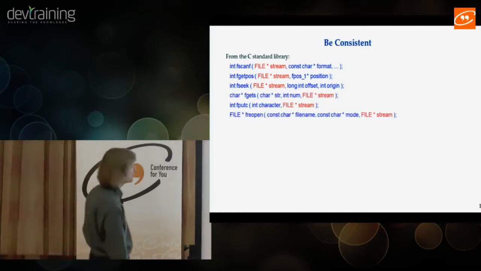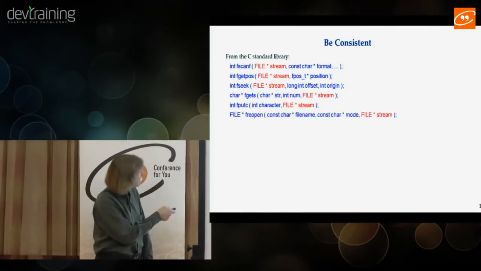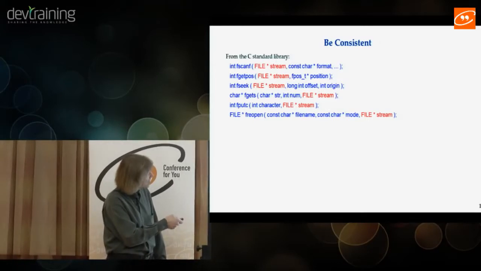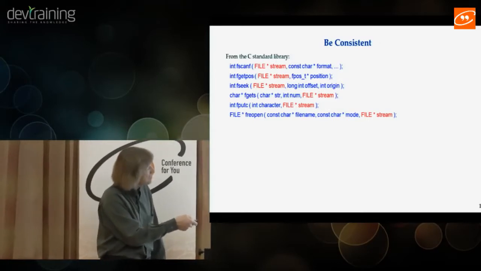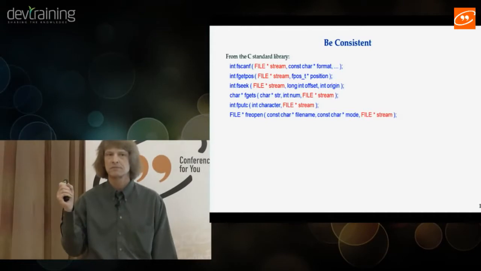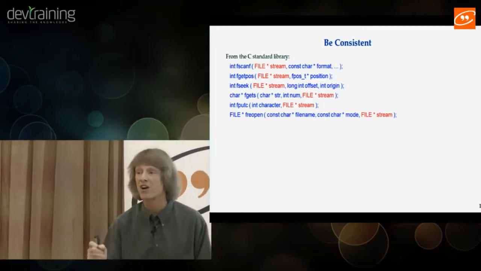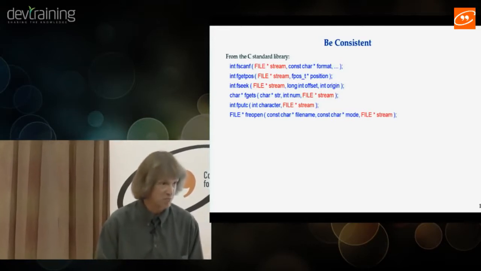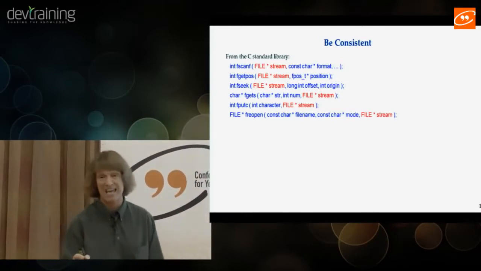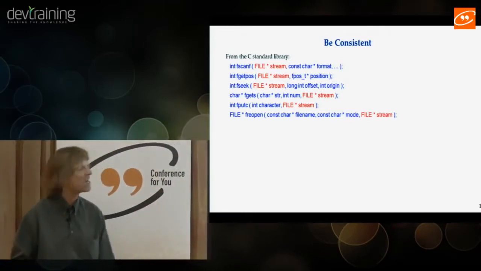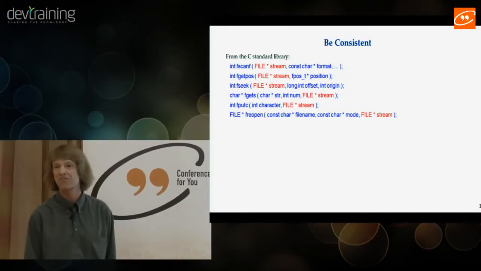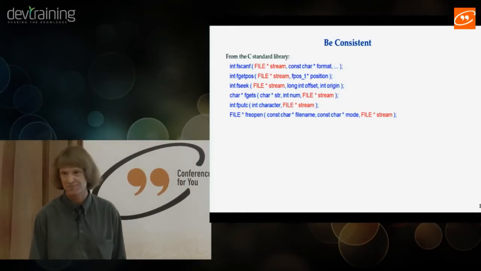But it turns out the library continues. fgets, fputc, fopen. Notice it's now the last parameter. I have talked to very experienced C programmers, people with decades of C experience. And they tell me they still have to look it up every single time they want to call these functions.